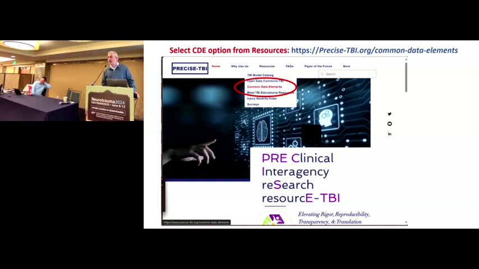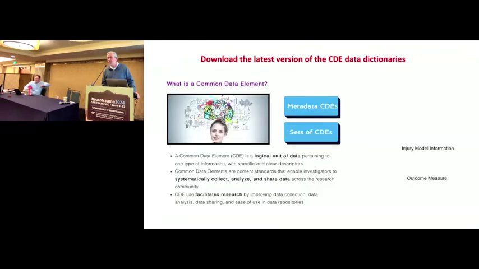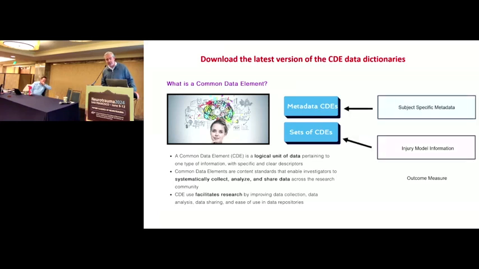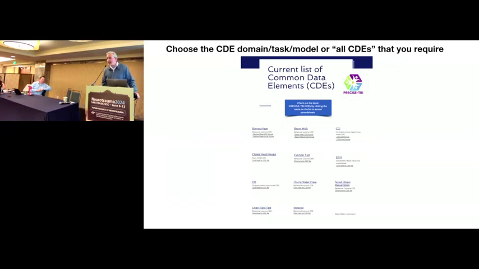Is everyone able to get to this common data elements page? Perfect. What you'll see on that page are 2 buttons. You have metadata CDEs. We talked about this, the metadata being those subject-specific metadata. But what we're interested in is the other one that says sets of CDEs, because that's where we're going to find our outcome measures. All we're interested in today is showing you how we can map some of this Barnes maze data into a tidy format that uses our CDEs. So if everyone can click sets of CDEs, you should get to this page.